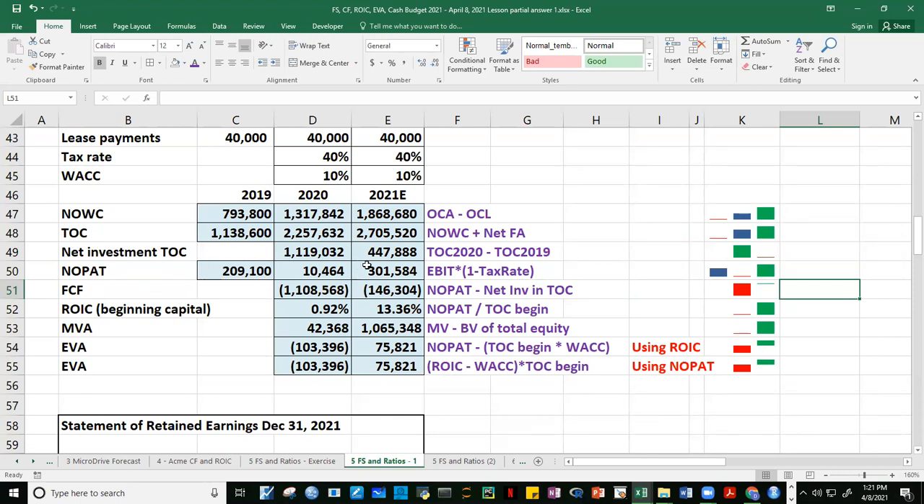Yung net investment nga lang, okay, which is just a difference between TOC 2020 minus 2019, dito malaki, no? 1.119 million. Pero sa nung 2021, lumiit siya. No? Although yung TOC lumaki, total operating capital increased over time, pero hindi siya kasi laki ng increase between 2020 and 2019. Okay, so you notice, guys, how I'm analyzing these things.